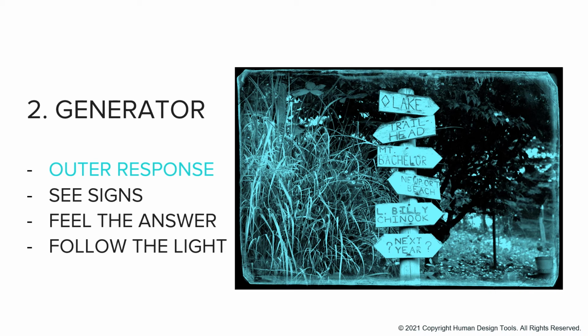And you're not here to initiate action like the manifestor. You're not here to just do it no matter what other people tell you, including those self-help gurus or society or anyone else. You're here to see a sign outside yourself, that's the outer response, and then feel inside. That's the embodiment piece, to figure out which direction to go. And the direction to go is what lights you up. I say follow the light here, but it's like what lights you up or what feels good.